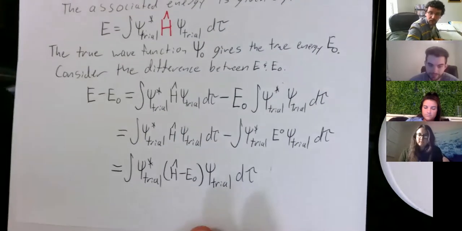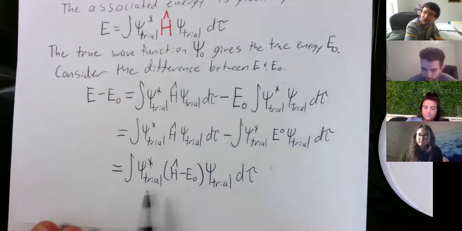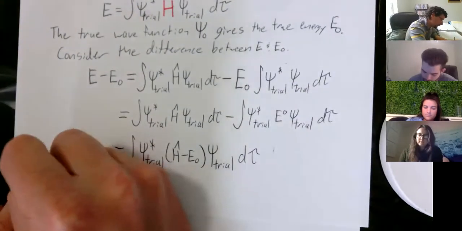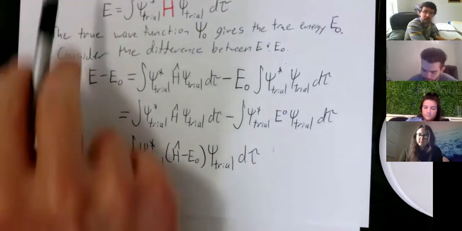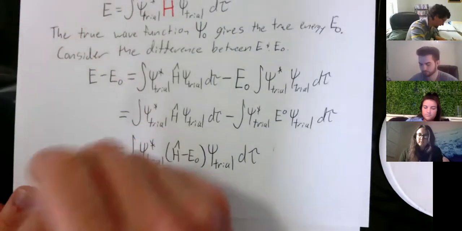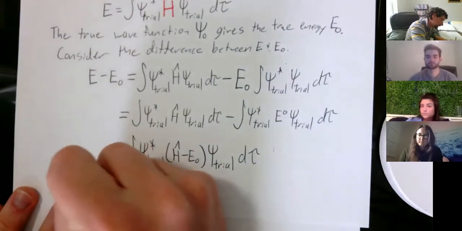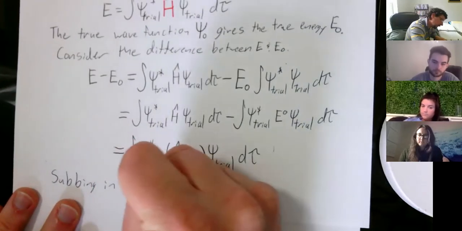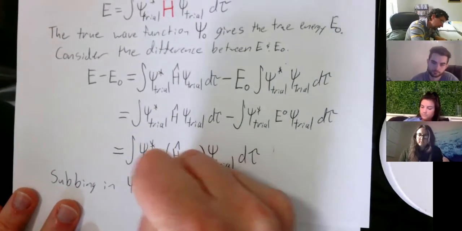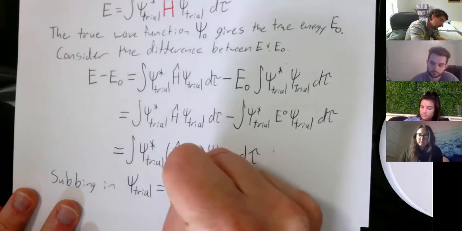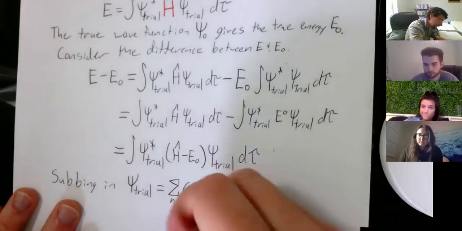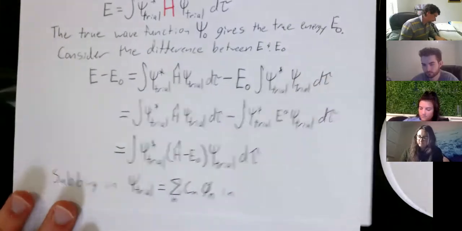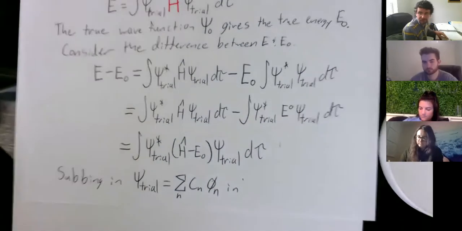Okay, so now we have these wave functions. This looks too easy. Let's make it more complicated than it needs to be. What we're going to do is sub in our expression that we determined up top. So subbing in that wave function is equal to the summation of a coefficient times that basis function. We're going to put those things in.